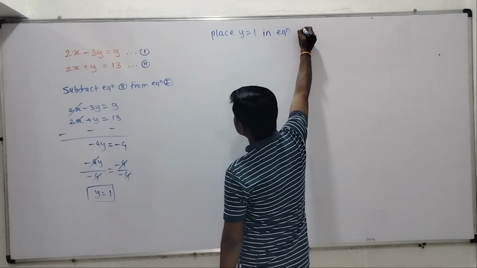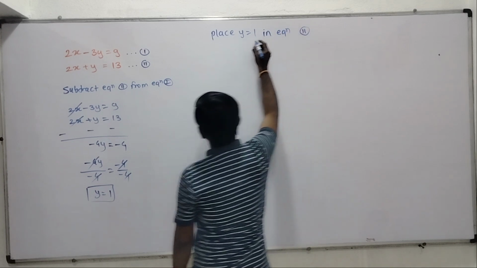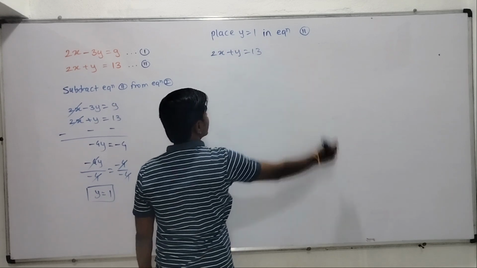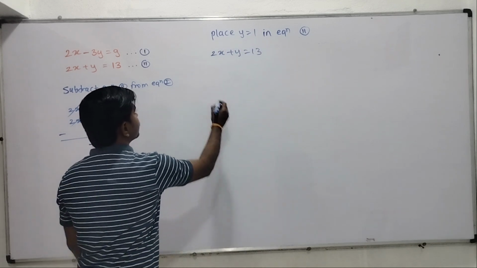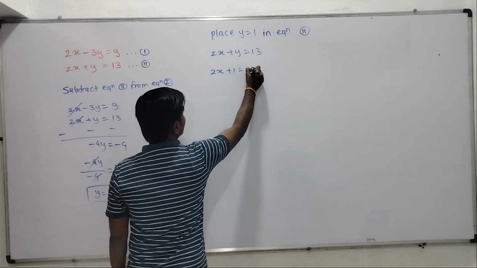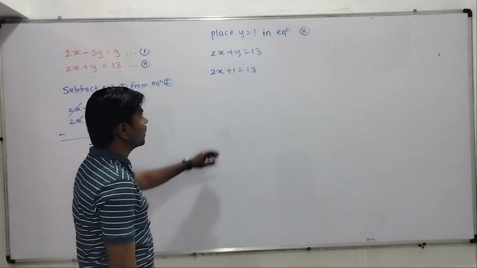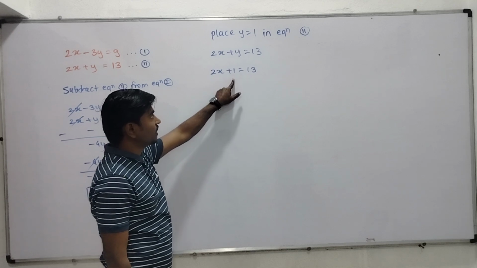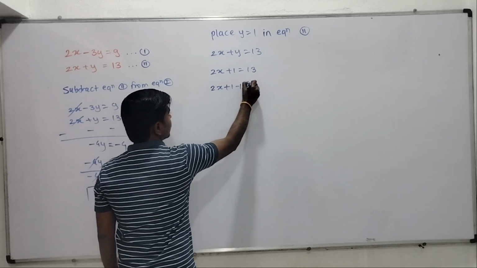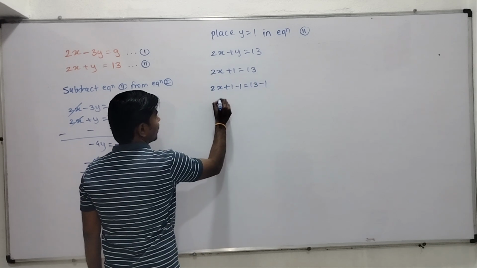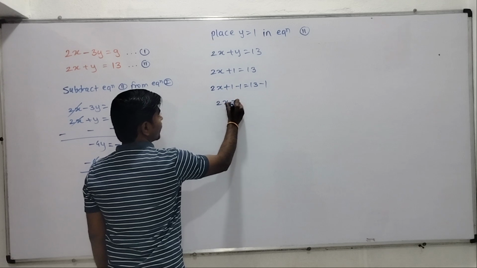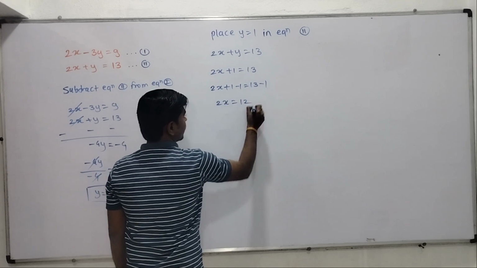In equation 2. So what is our equation 2? 2x plus y is equal to 13 is our equation 2. So here 2x plus 1 is equal to 13. So we have to subtract 1 from both sides to eliminate this 1. 2x plus 1 minus 1 is equal to 13 minus 1. Here 1 will be cancelled and become 0. So 2x is equal to 13 minus 1 is 12.